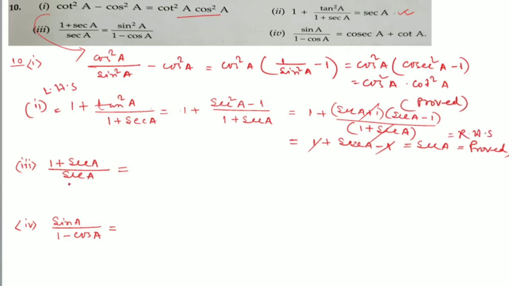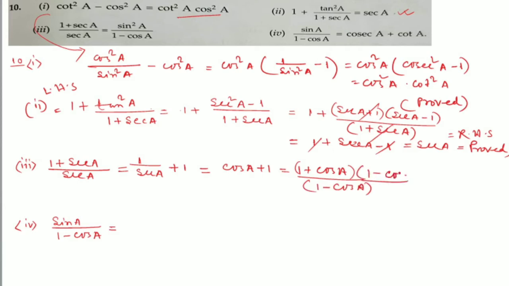Okay. Next one is 1 plus sec A divided by sec A. If we divide it, then we get 1 by sec A plus 1. 1 by sec A means cos A, so it will be cos A plus 1. We write it as 1 plus cos A. Now we multiply the numerator and denominator by 1 minus cos A.